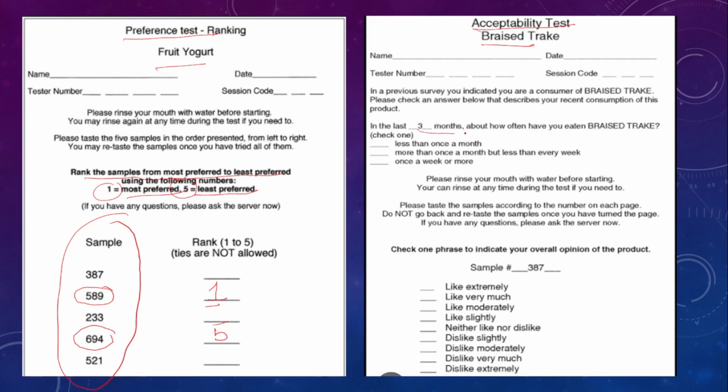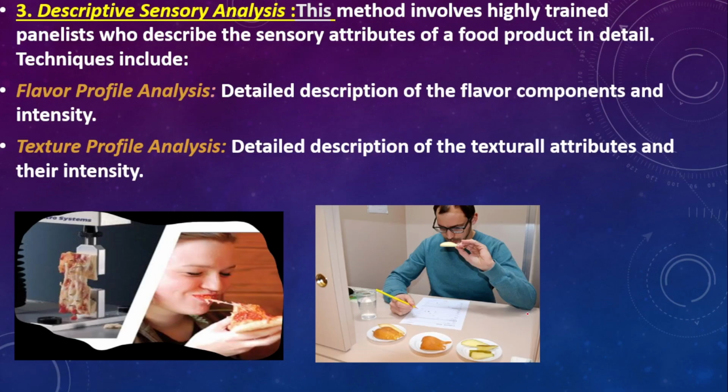See here, in the last 3 months, how often have you eaten braised meat? Less than once a month, more than once a month but less than every week, once a week or more. Here you have to rinse the mouth. This is common before every test. Check the phrase to indicate your overall opinion of the product. See sample number 387. If you like the product more, then you have to mark it as like extremely. If you dislike it, the last one.